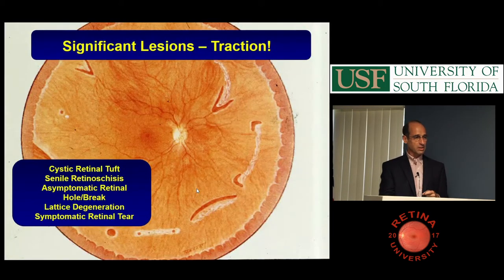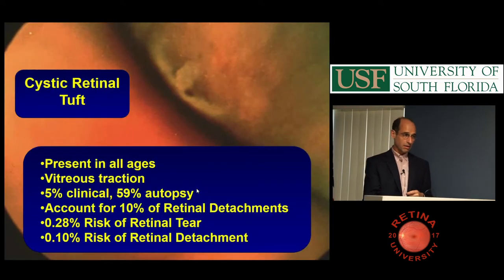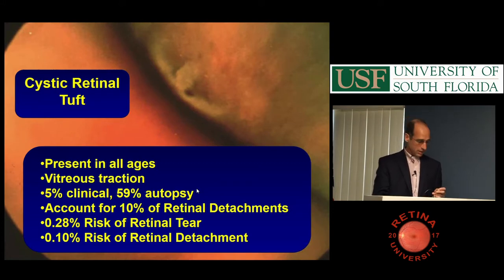And significant lesions all have traction. So a cystic retinal tuft is bigger than the little non-cystic ones. I saw a patient 2 weeks ago who was referred with a peripheral lesion. It was just a cystic retinal tuft. They're often pigmented. They're present in all ages. They're extremely common. You'll see them in 5% of eyes clinically, but they're in almost 60% of eyes on autopsy.